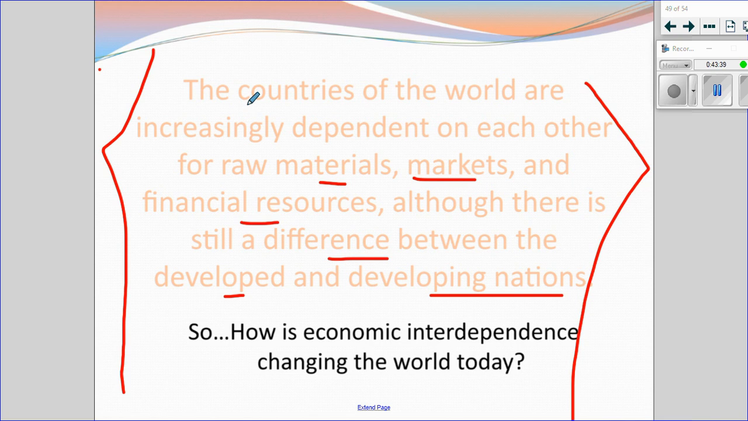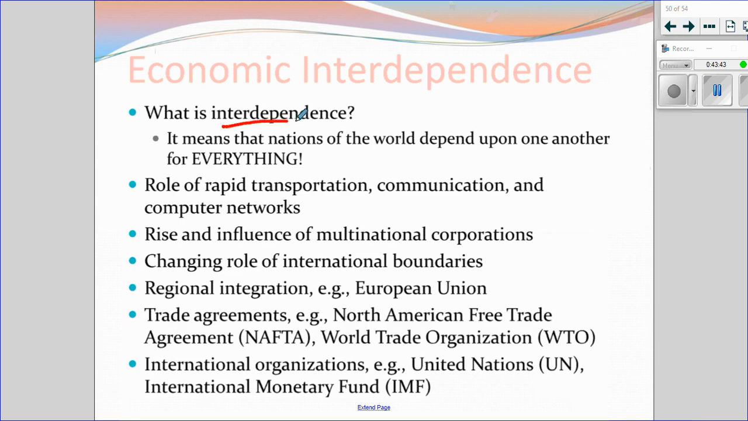How is economic interdependence changing the world today? What do you guys think? What is interdependence? It means that nations of the world depend on one another for just about everything.